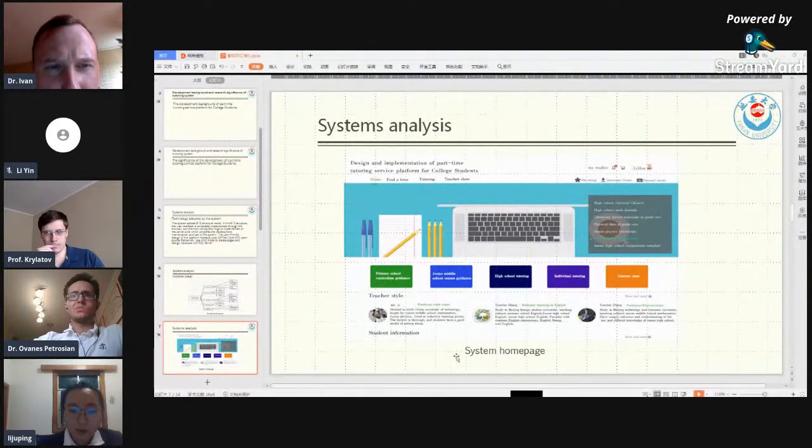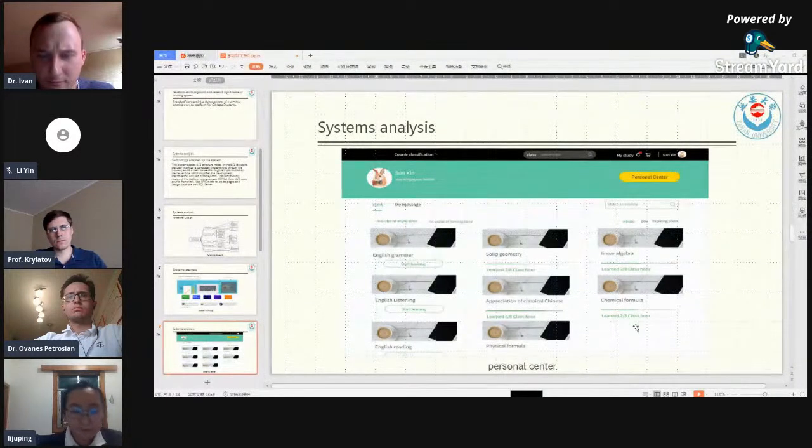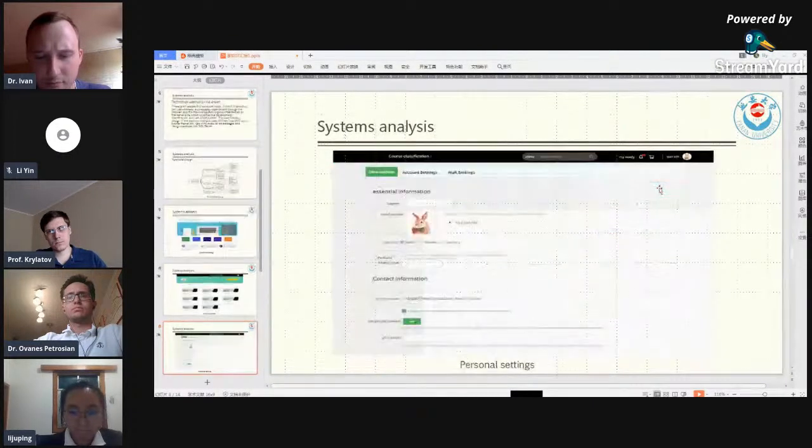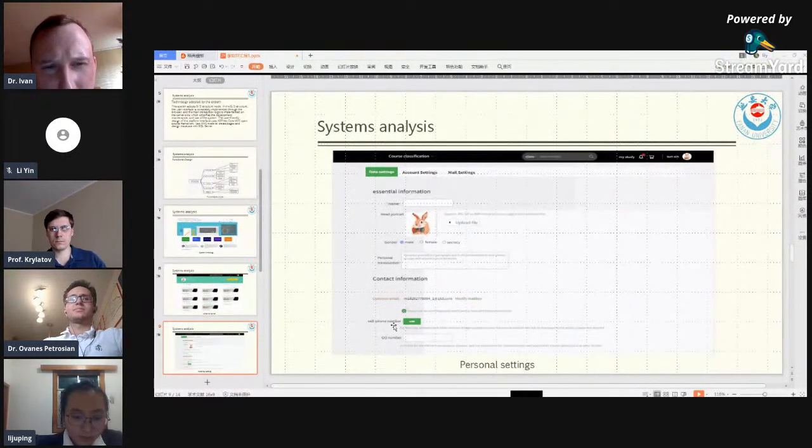System analysis, system homepage. In this homepage, we can see the find-a-tutor model, tutoring model, star rating model, download center model, personal center model, and we can see teachers' information and students' information. Personal center. In our personal center model, we can see our class information and my message information. In the settings model, we can see data setting, account setting, mail setting, including my name, my gender, contact information, cell phone number.